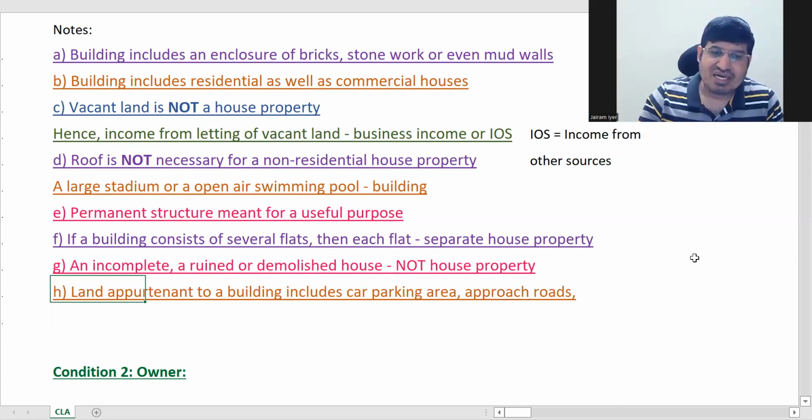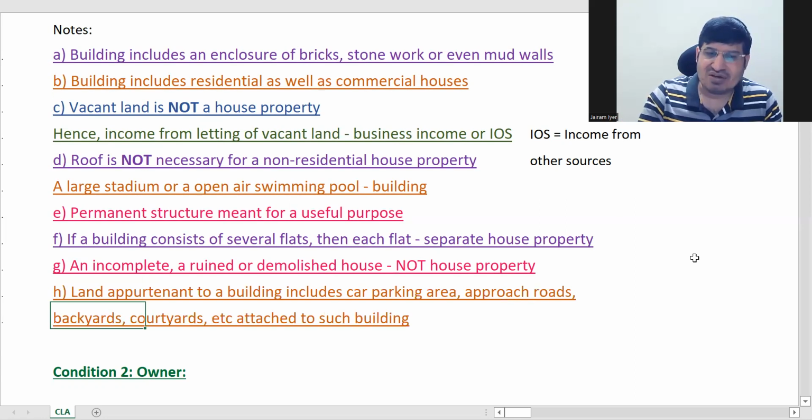Then land appurtenant also includes, in apartments, car parking area, approach roads and all that. All those form part of land appurtenant to a building. So these are the things.